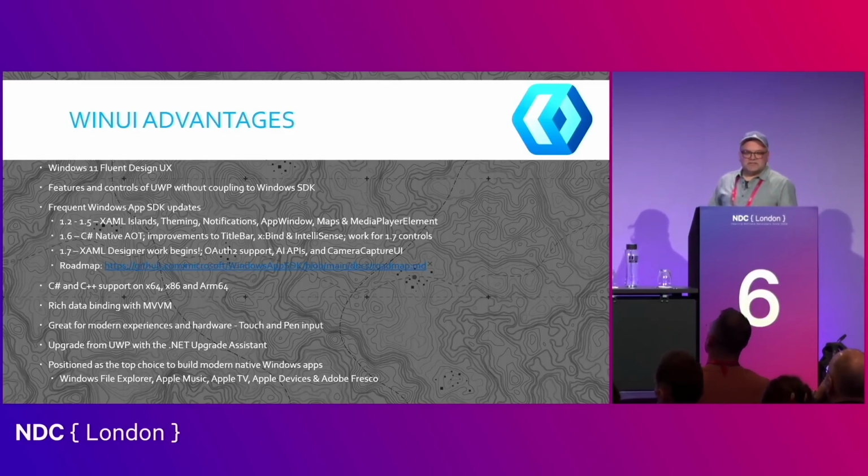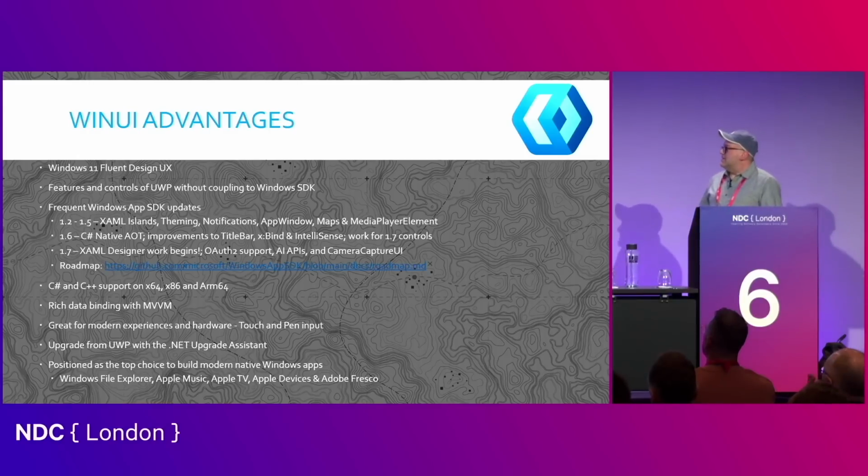So there's C# and C++ support with WinUI. There's no VB support, no F# support. You get the MVVM data binding like the other XAML frameworks. It's great for touch and pen input, just like UWP. You can upgrade from UWP using the .NET Upgrade Assistant, like you can do with the WinForms and WPF projects.